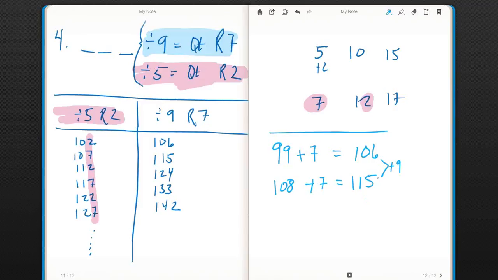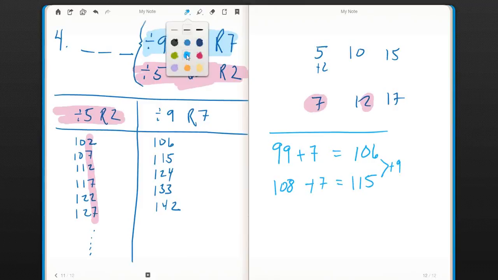Remember, counting by 9s is really pretty easy. The digits are going to go down: 9, 8, 7, 6, 5, 4, 3, 2, 1, 0. And the tens digit goes up, right? So 106, 115, 124, 133, 142. Sorry, I said it wrong.